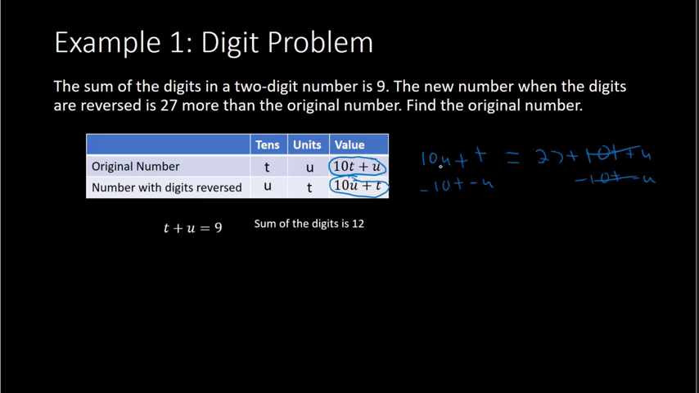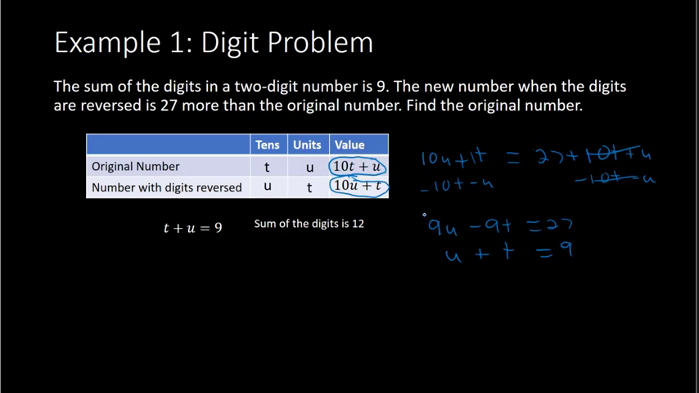So we have 10u minus 1u, that gives me 9u. And then we have 1t minus 10t is negative 9t. And that's equal to 27. All right, so that is my second equation. And from here, let's rearrange the t plus u, so the u comes first. So we have u plus t equals 9.